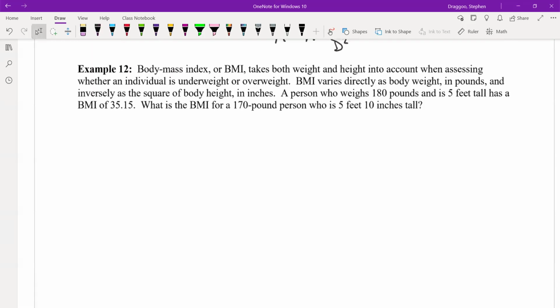All right, and one last example to rule them all here. Body mass index takes both weight and height into account when assessing whether an individual is over or underweight. BMI varies directly as body weight and inversely with the square of height. So let's write down an equation. BMI, body mass index, is equal to K times, well, we're going to vary directly with weight and inversely with the square of height.